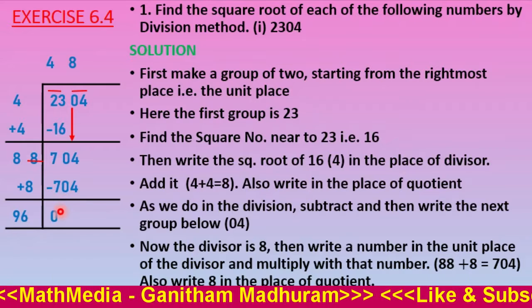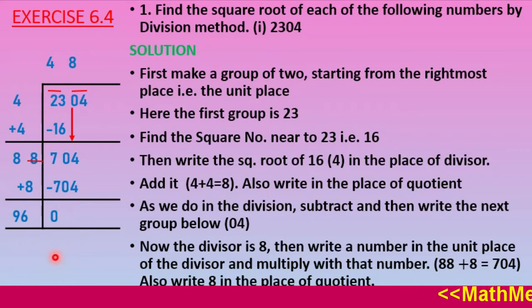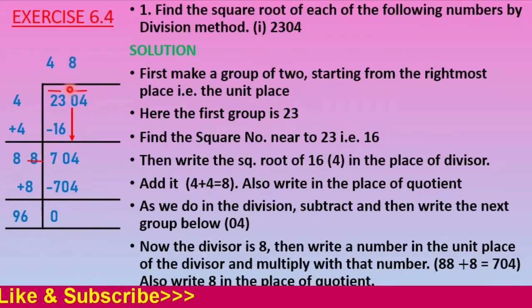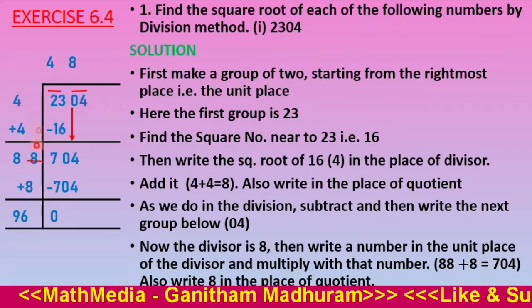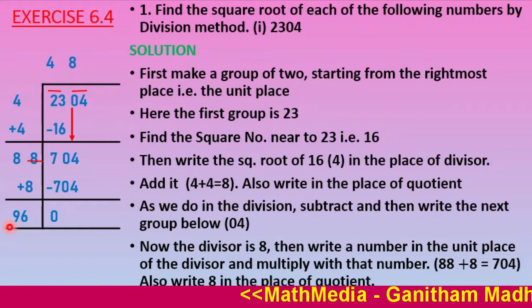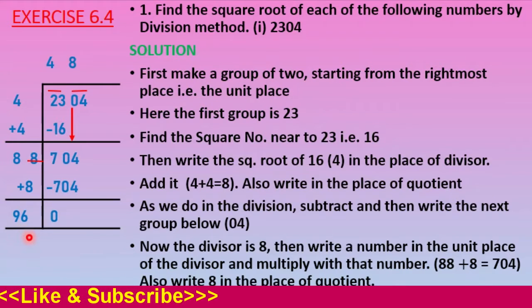Here in the dividend, if you are subtracting, we get 0. That means our process is over. So the quotient is 48. Look at the quotient and the last step in the divisor. The last step in the divisor is 96.